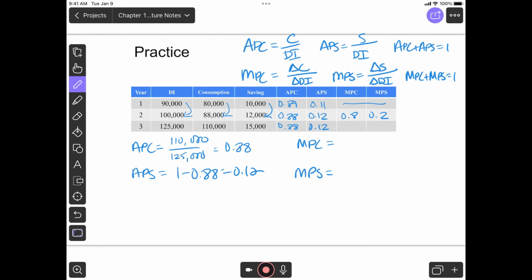Now our MPC, our change in consumption, is now going to be 110,000 minus 88,000. So our change in consumption is 22,000. Our change in disposable income is 25,000 because we've gone from 100,000 to 125. So our MPC is 0.88. And again, to calculate our MPS, if we want to take a shortcut, we can just subtract that from 1, and we get 0.12. So this is really simple math as long as you remember the relationships.